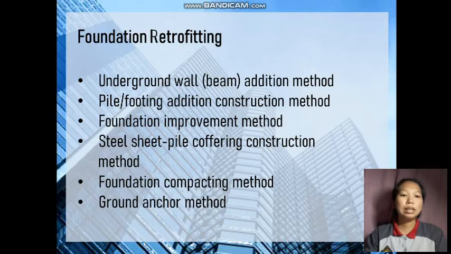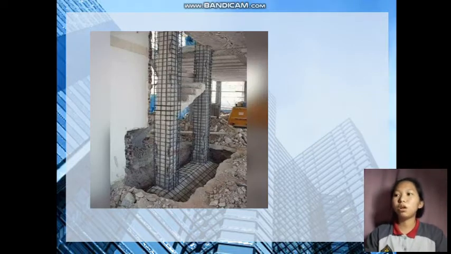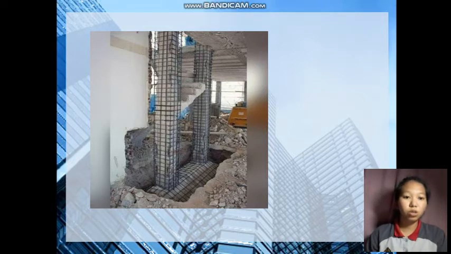Then the last one is the ground anchor method. What is the ground anchor method and when is it applied? It is applied when bridge abutments move or tilt laterally as a result of an earthquake or the like, using ground anchors to stabilize the bridge abutments. For the picture on this screen, you could see the foundation retrofitting.